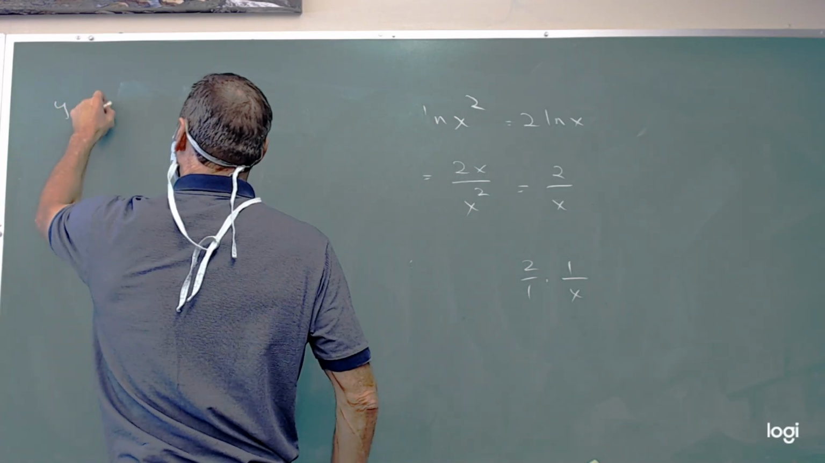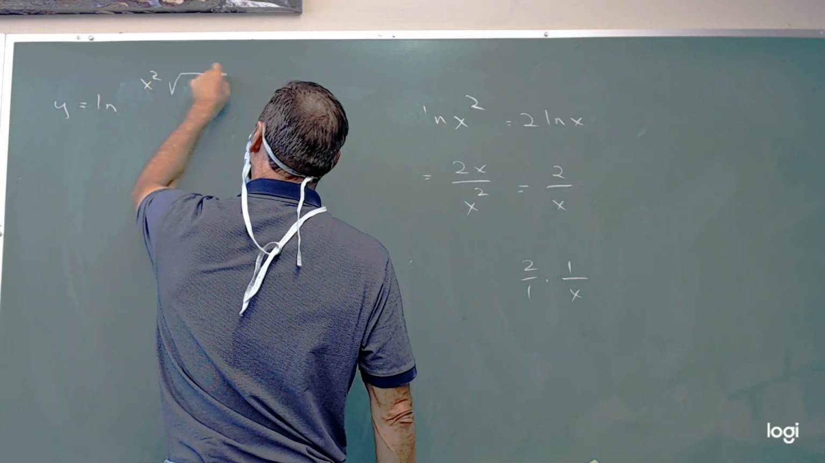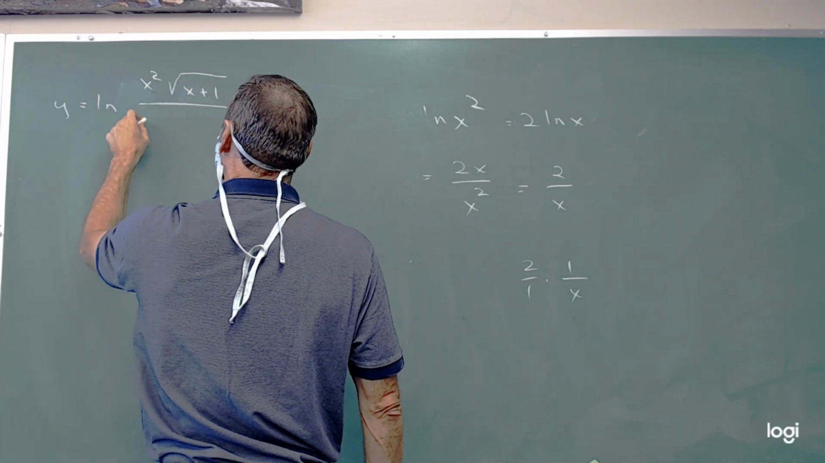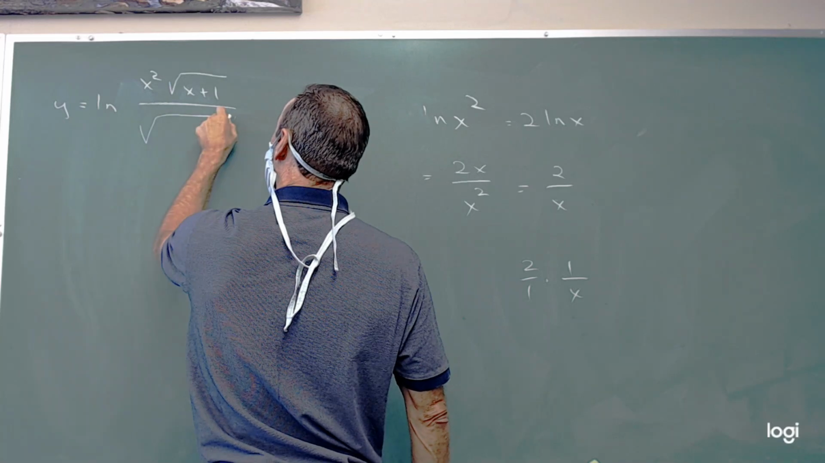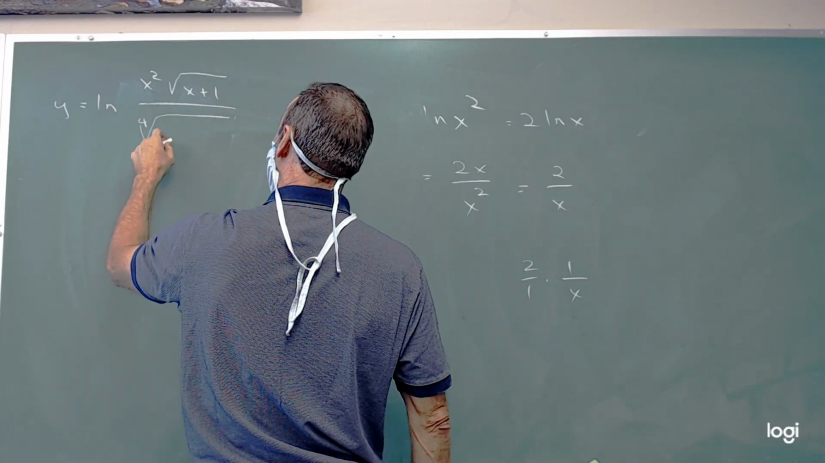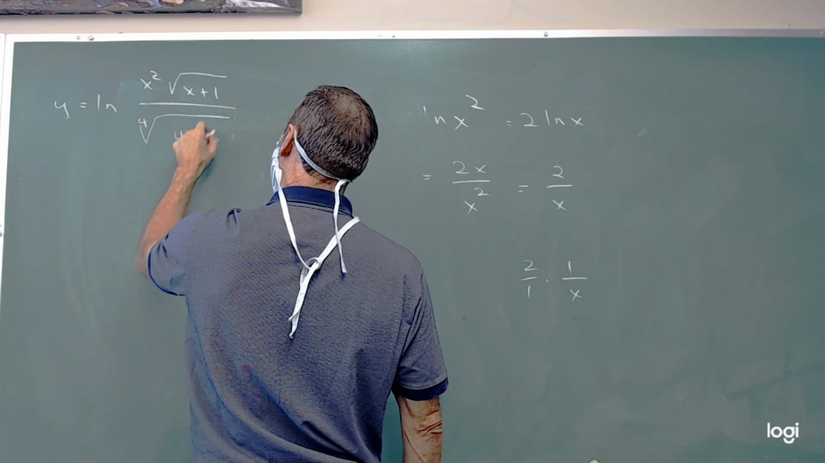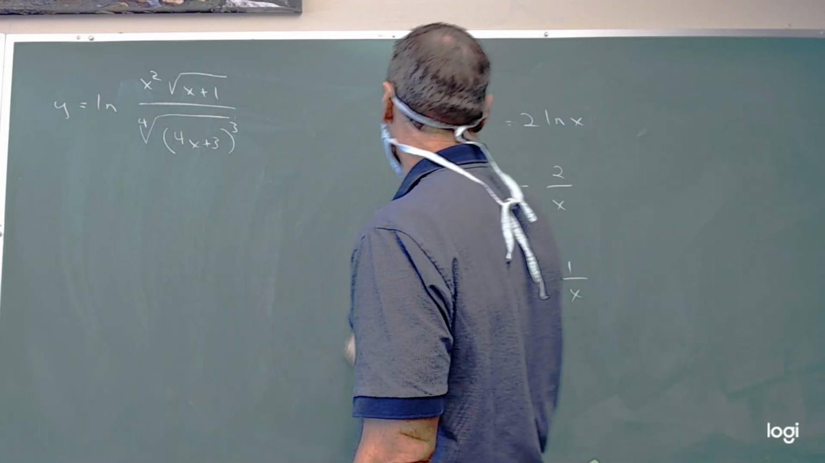Y equals the natural log of x squared, square root of x plus 1 over, we'll say, the 4th root of 4x plus 3 quantity cubed. Oh, like them apples, huh?